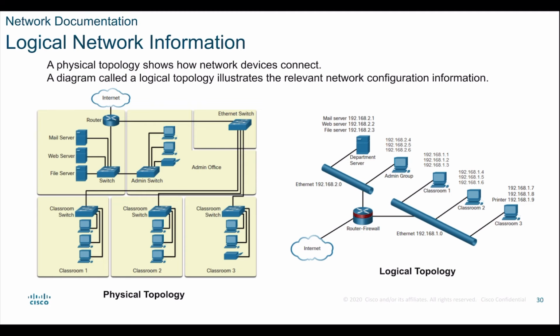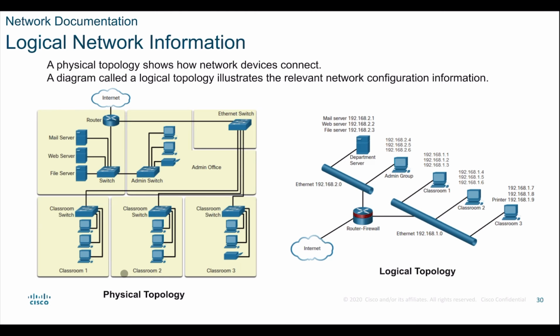A logical diagram or a logical topology is going to show relevant information. So it's going to have the IP address. It's going to have more information about what that does, and then it's just going to be more theoretical. We can see that classroom 3 has a direct line to this Ethernet pipe over here, and then it goes to the router firewall, and then it goes to the internet. But what you don't see is classroom 3 is not necessarily next to classroom 2. They could be on two different floors.